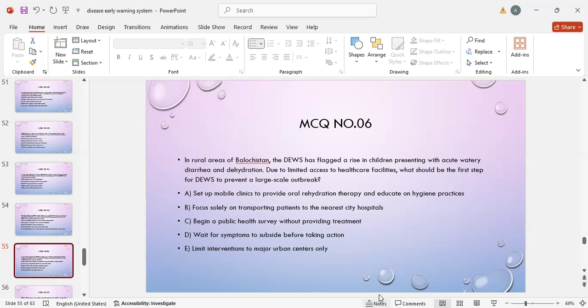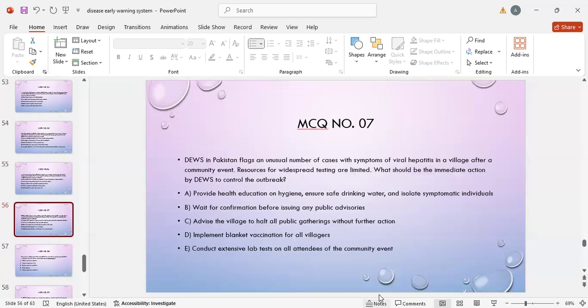Option A, set up a mobile clinic to provide oral rehydration therapy and to educate on hygiene practice. Option B is focus solely on transporting patients to the nearest city hospital. Option C, begin a public health survey without providing treatment. Option D, wait for the symptoms to subside before taking action. Option E is limit intervention to major urban centers only. Answer is option A.